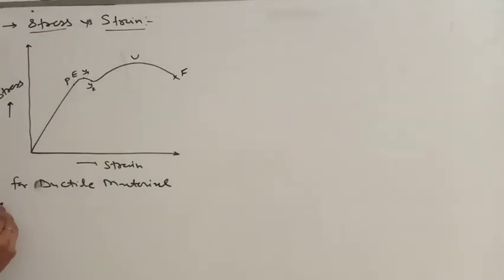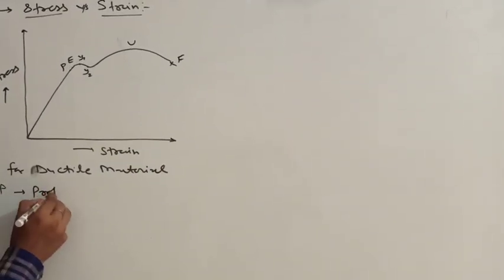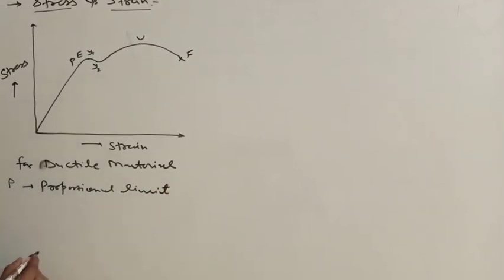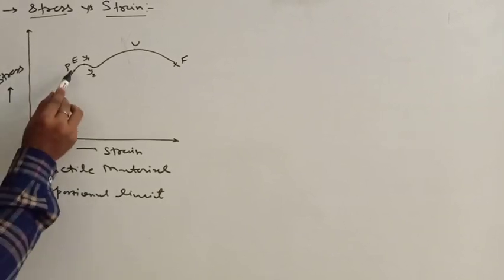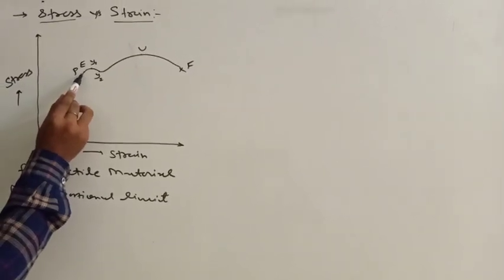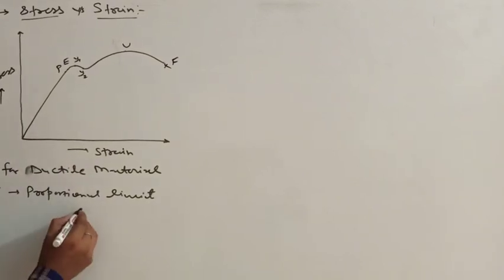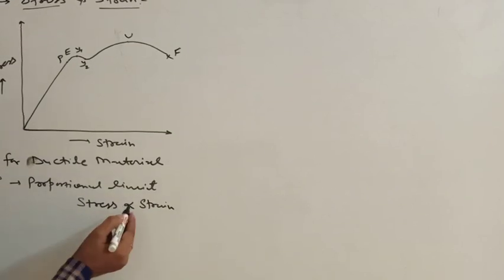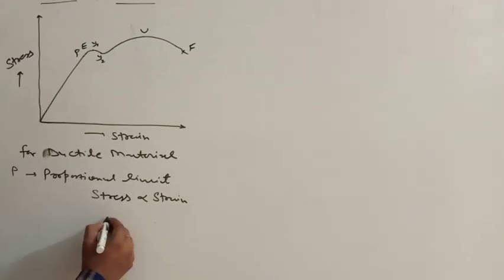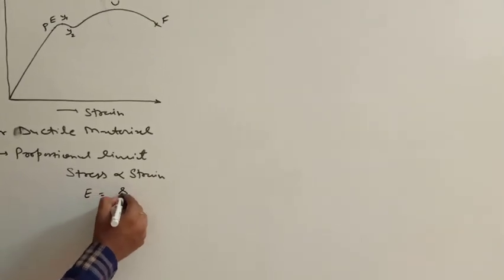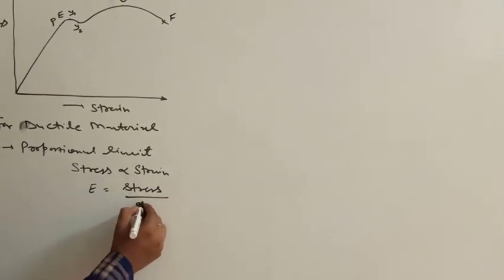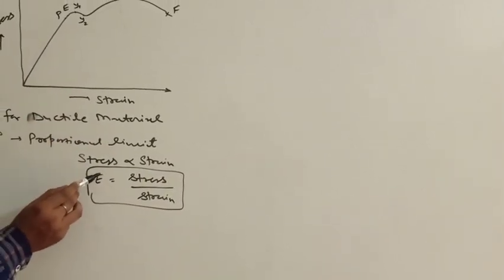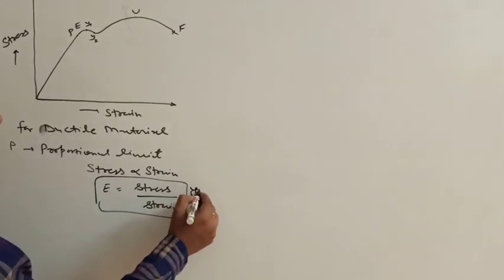In this ductile material, P is the proportional limit, and we can define this proportional limit as follows: in this limit the stress is directly proportional to the strain. If we remove this proportionality symbol, then a modulus is defined. This is the Young's modulus. That's why the ratio of stress upon strain in this proportional limit is known as the Young's modulus.